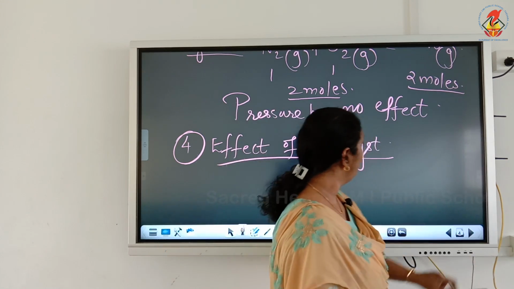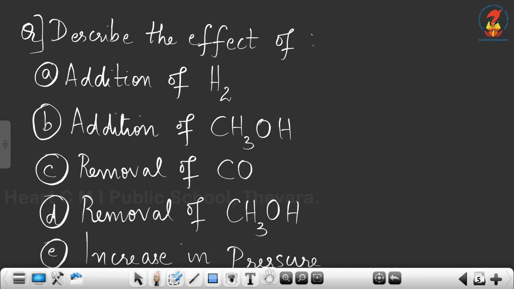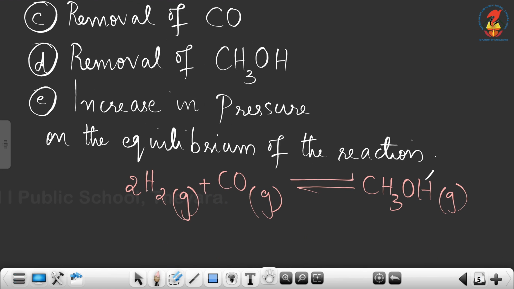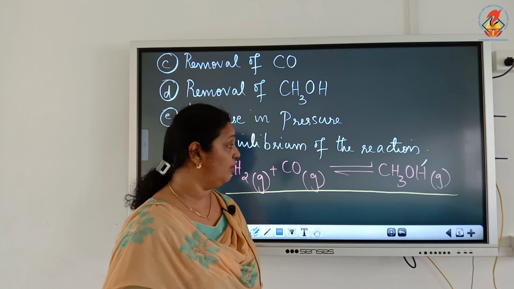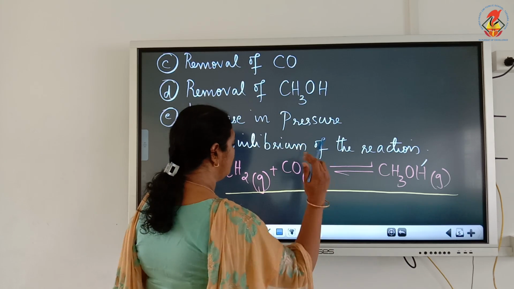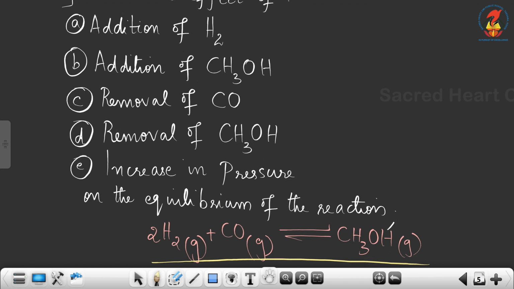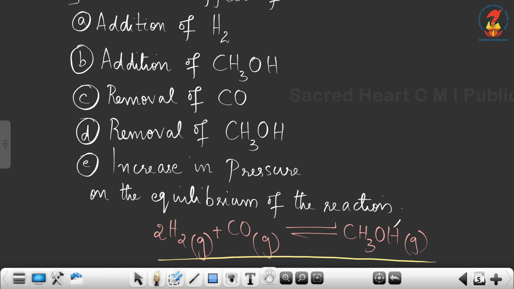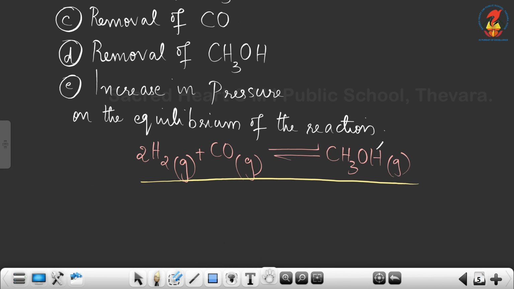Now next we have a question. The question is, describe the effect of the following, there are 5 questions A, B, C, D, E, on the equilibrium of the reaction, and I have written the equation here. 2H2 gas plus CO gas gives CH3OH. CH3OH is methyl alcohol or methanol, all in gaseous state. Now the first question is, describe the effect of addition of hydrogen on this reaction.